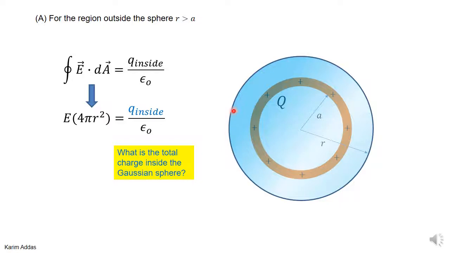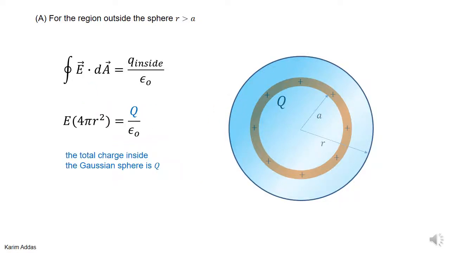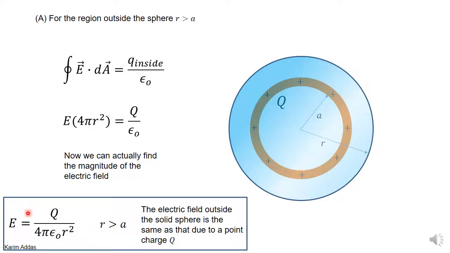How much charge is inside this blue Gaussian sphere? Obviously, the total charge of the shell is inside, because the whole shell is inside the sphere, so you get Q. So this is what the final relationship would be, and we can rearrange to get the electric field. Then we show that the electric field is Q over 4 pi epsilon naught r squared, which is k_e Q over r squared, which is the same as the electric field due to a point charge.